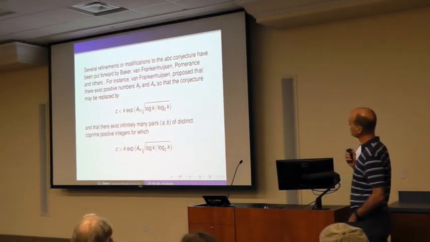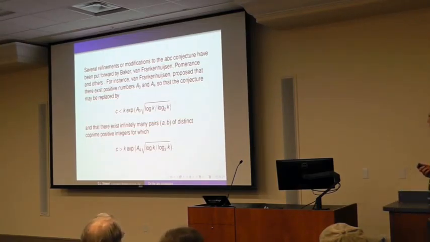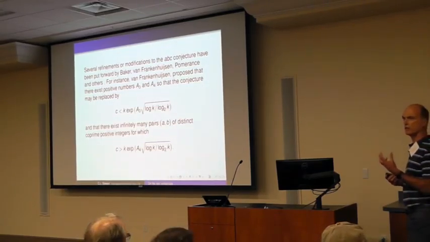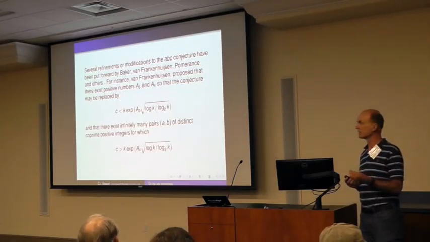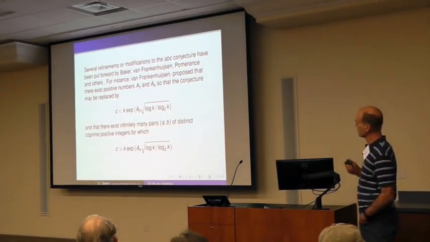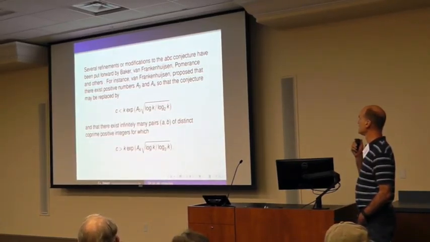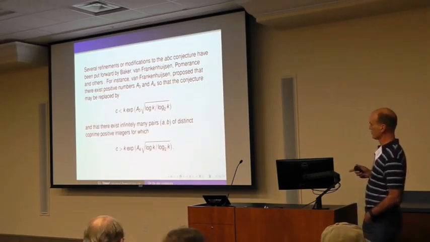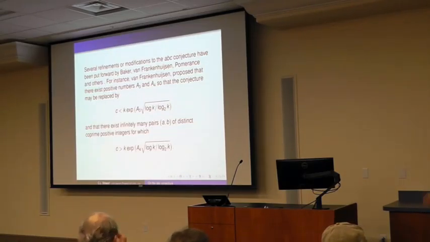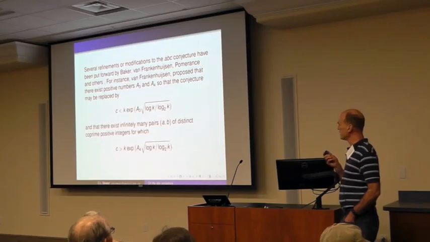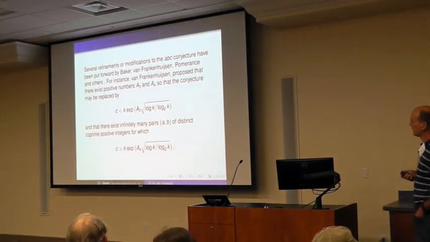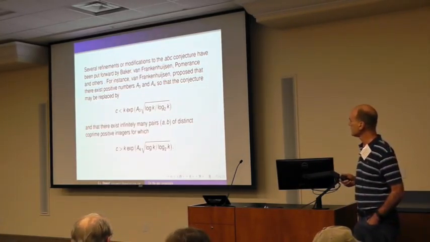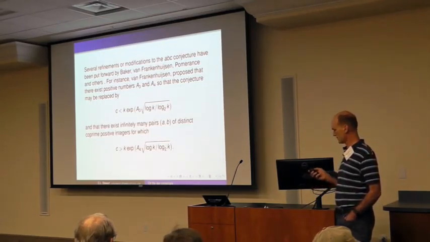So Van Frankenhuizen proposed that there should exist positive numbers A3 and A4 so that C is bounded from above by, instead of k to the 1 plus epsilon, now we're asking, well, what should that k to the epsilon term be like? So the suggestion was that it was bounded from above by k times e to the constant times the square root of log k over log k. And in fact, that's really the correct order. That second order term is of that size. So there would be infinitely many pairs a, b of coprime positive integers for which C is at least as big as k times e to the A4 square root of log k divided by log k.